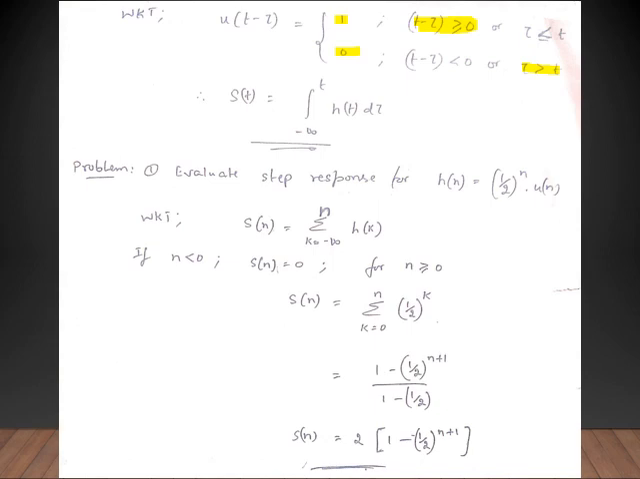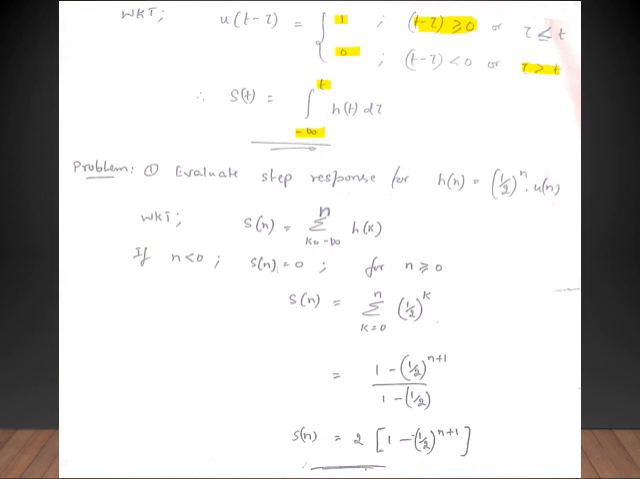So we are replacing u of t minus tau, which is equal to 1 for the limit from minus infinity till t. After t it is not possible because u of t minus tau is equal to 0. So s of t now, the equation, is equal to the integration from minus infinity to t of h of tau d tau, which is going to be considered.